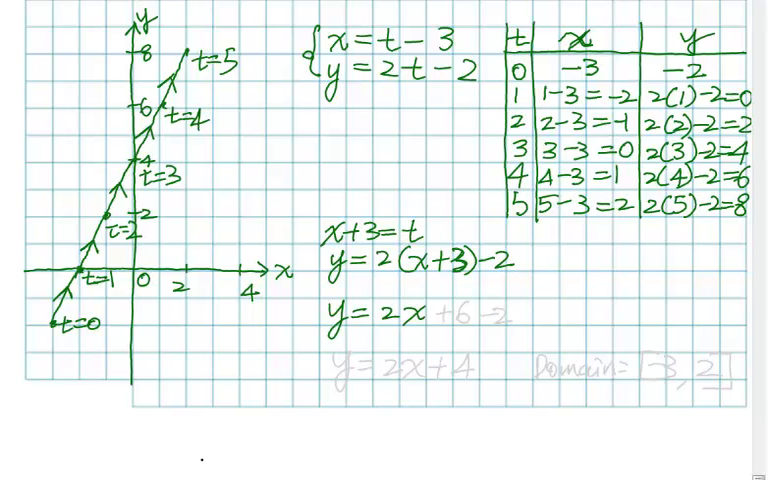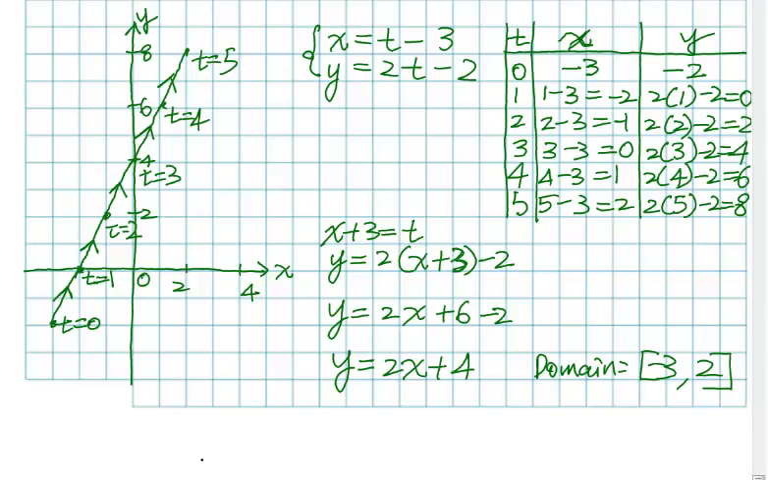Simplify by distributing the 2. We have y equals 2x plus 6 minus 2. 6 minus 2 is 4. Then we have y equals 2x plus 4. If we want to, we can limit the domain of which to between -3 and 2, including the endpoints.